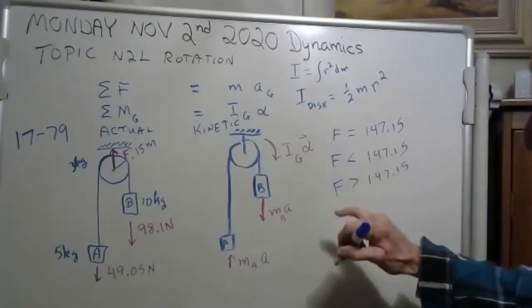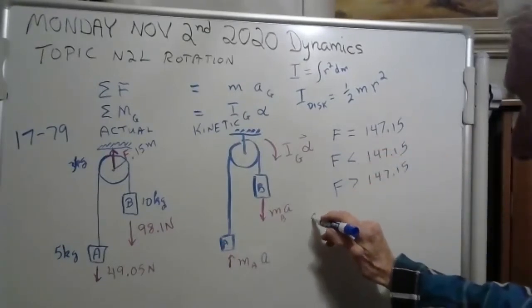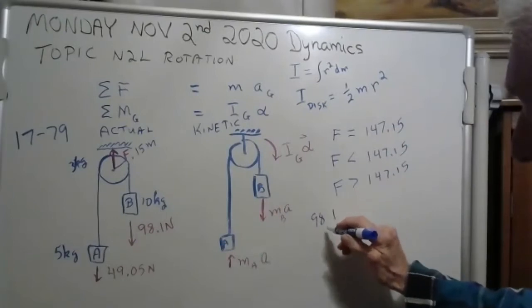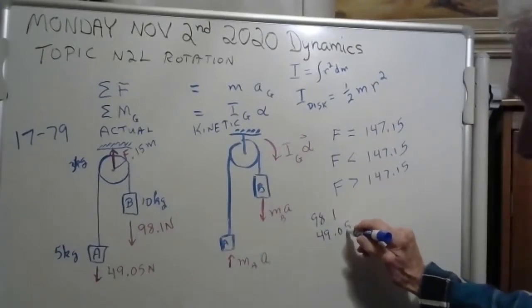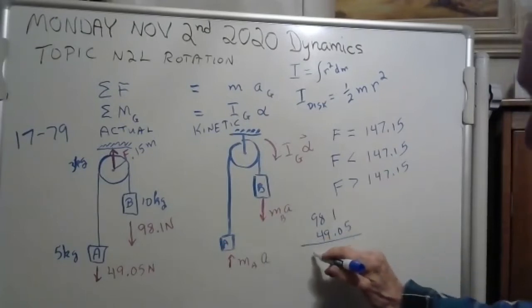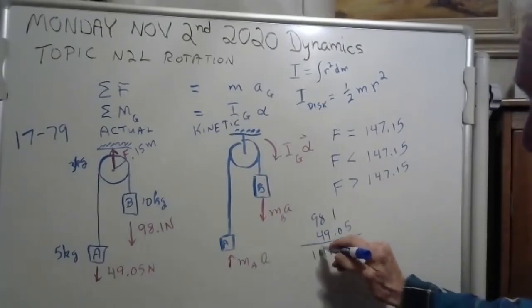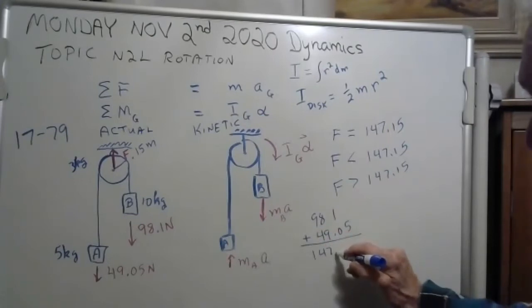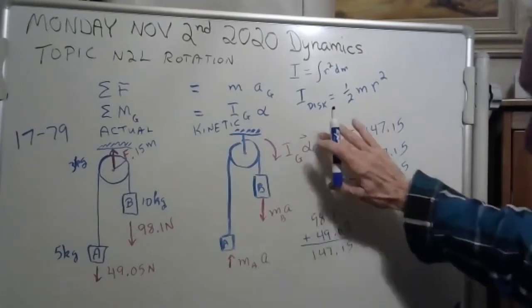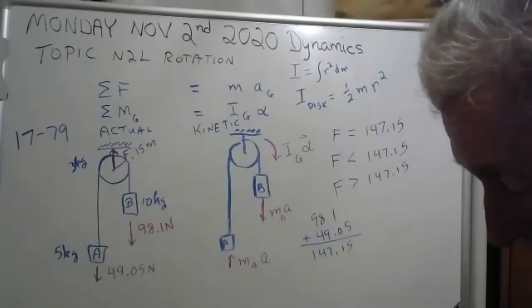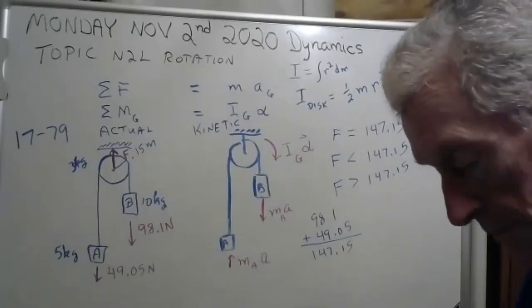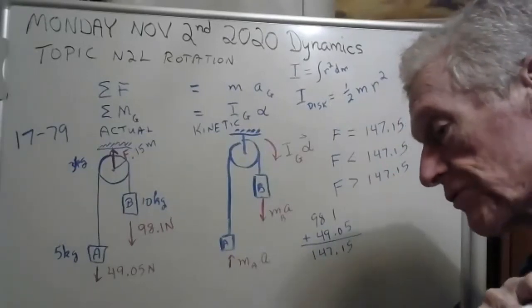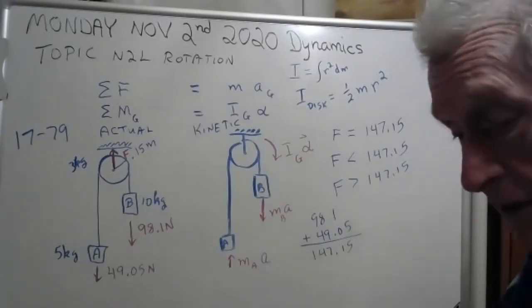Do you understand where I got the 147? Here, I'll show you. I took the 98.1 and the 49.05, and I added them, and I got 147.15. Now, one of these exists. You got a 33 1/3% chance of getting this right.